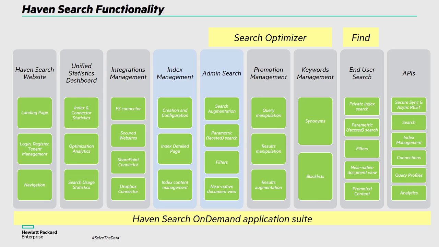In the middle, this is where the actual Haven Search OnDemand applications take place. The first 3 columns, Unified Statistics Dashboard, Integrations Management, and Index Management, are unique to Haven Search OnDemand. The following 4 columns, which are headed by Search Optimizer and Find, are available both for on-premise IDOL installations and for Haven Search OnDemand. And that's the area I want to dive into over the rest of this talk.